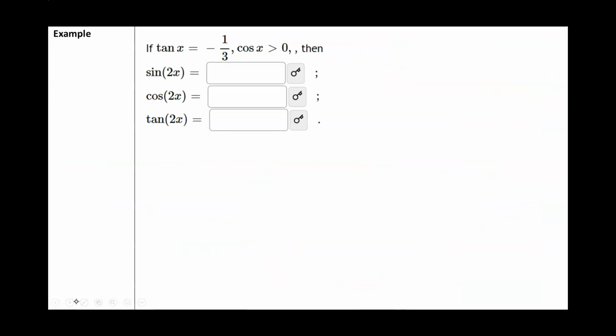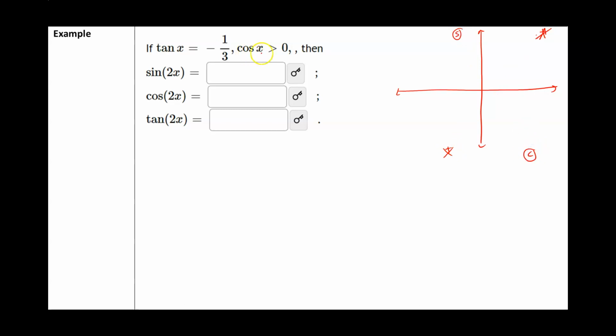Here's our next example. We have tangent of x equal to negative 1/3 and cosine of x is equal to 0. So first thing we're going to do is we're going to say, well, we have our coordinate plane and we have "All Students Take Calculus." So where is tangent negative? Whenever something's negative, you eliminate the positive quadrants. So it can either be in quadrant 2 or quadrant 4.